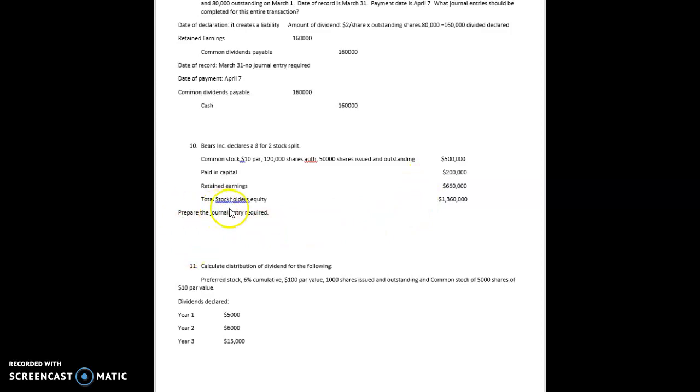So let's think about this. What happens in a stock split? All right, well, common stock has a $10 par value. And if it's splitting 3-for-2, we are multiplying it by 2/3. And that means that the par value is going to go from $10 down to $6.67. But the shares go from 50,000 and we multiply that by 3/2, and we're going to end up with 75,000 shares.